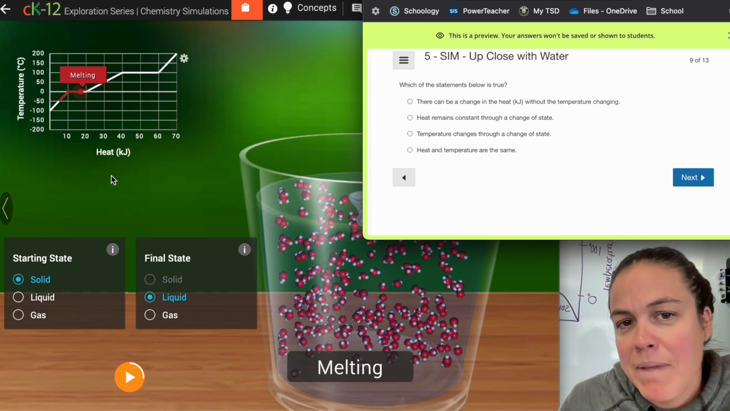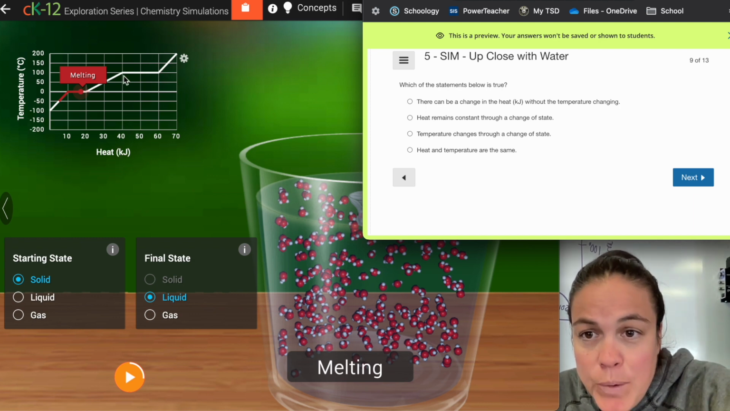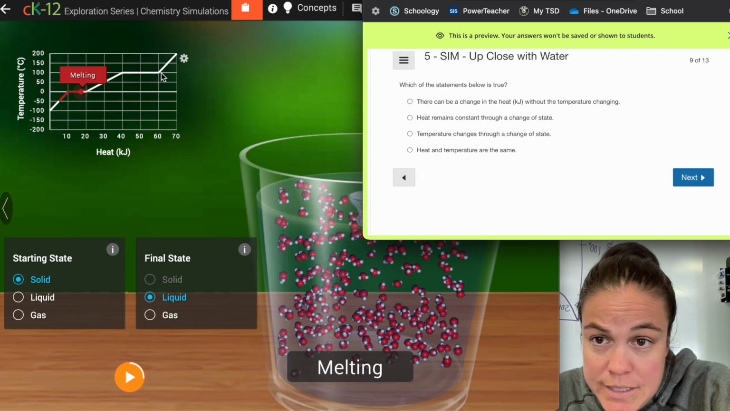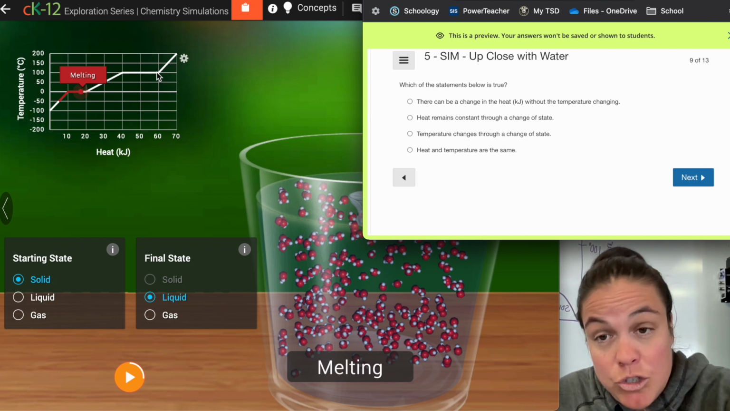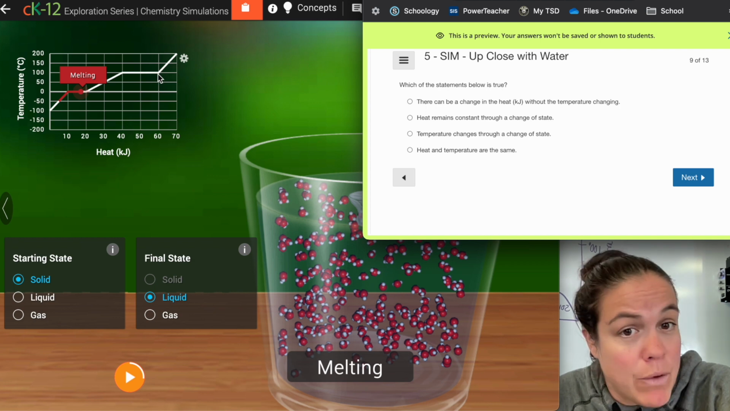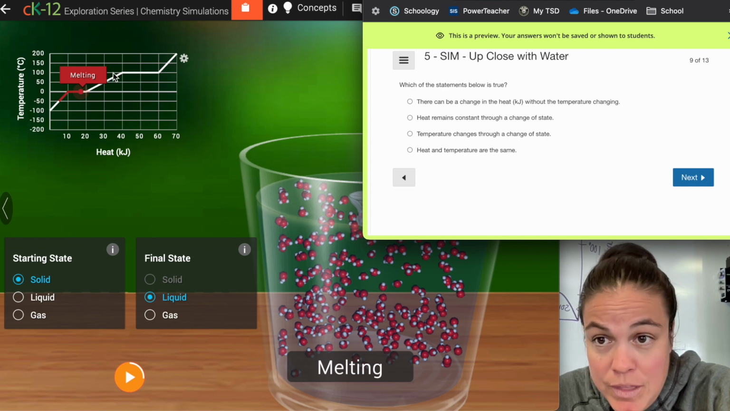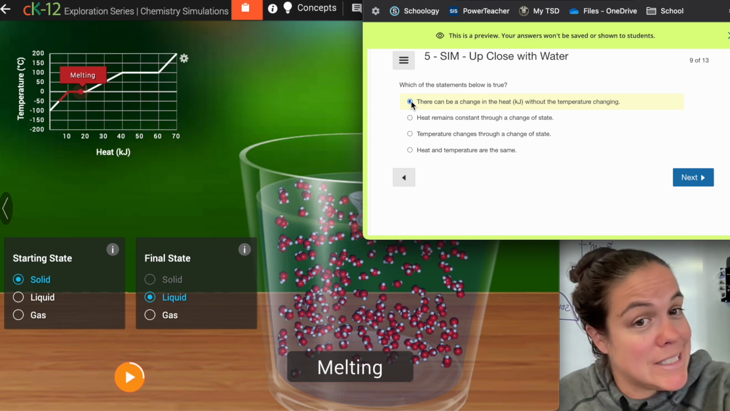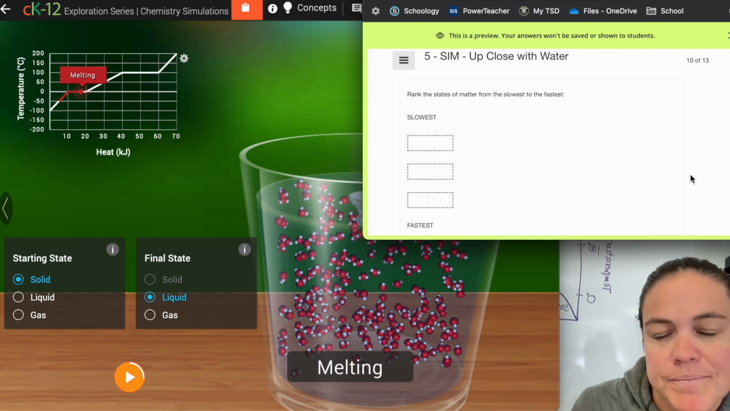So heat remains constant through a change of state. That is not true. If we look here closely, this is a change from a liquid to a gas. The heat increases by 20 kilojoules. It goes from 40 to 60. So heat does not remain constant through the change of state. However, temperature at this part in the graph does remain constant. So there can be a change in heat without the temperature changing. All right, that's the only one that works.